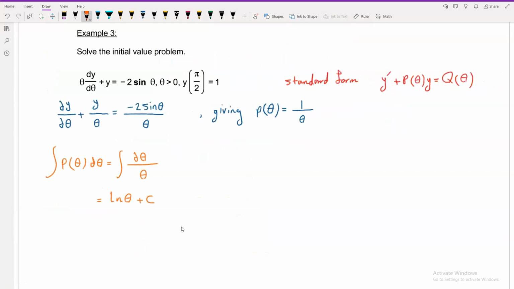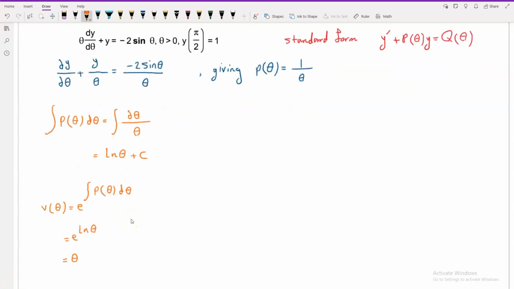So the integral of p(theta) d theta is the integral of 1 over theta d theta, and integrating, this is equal to natural log theta plus a constant c. So v(theta) is equal to e to the integral of p(theta) d theta, which is e to the natural log theta, and this part cancels. What we have for v(theta) is equal to theta.